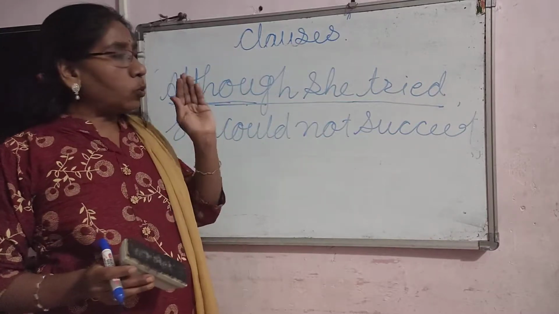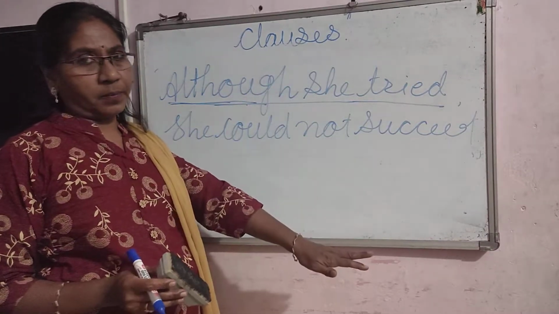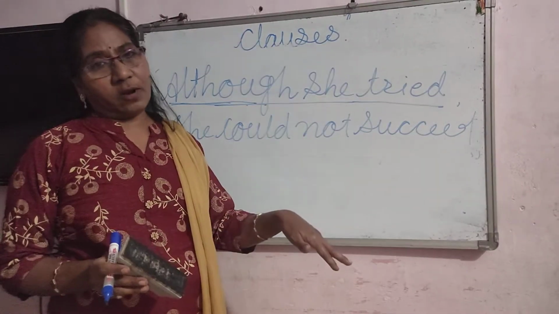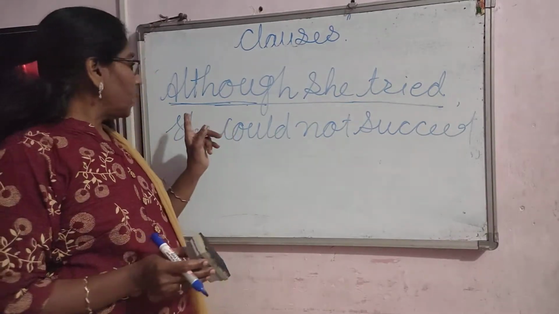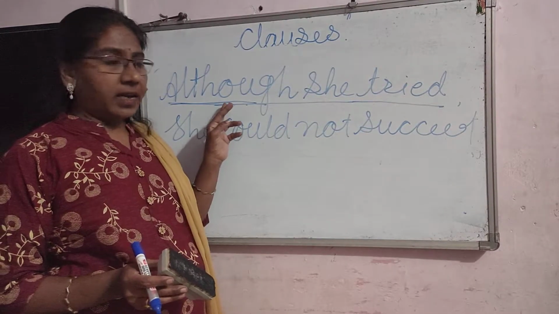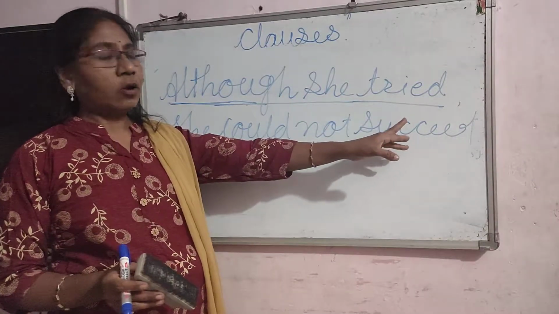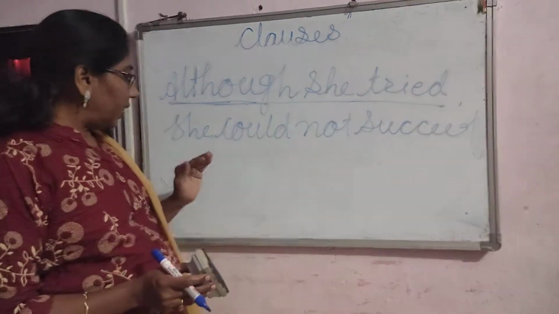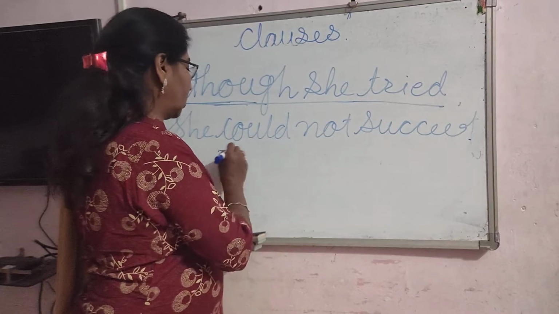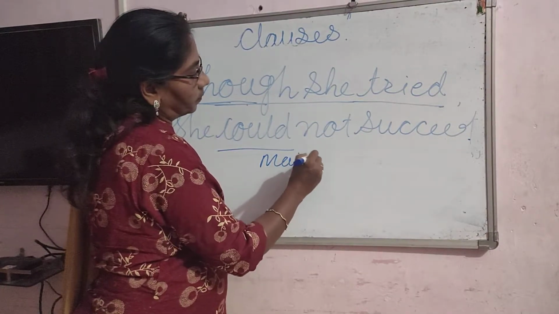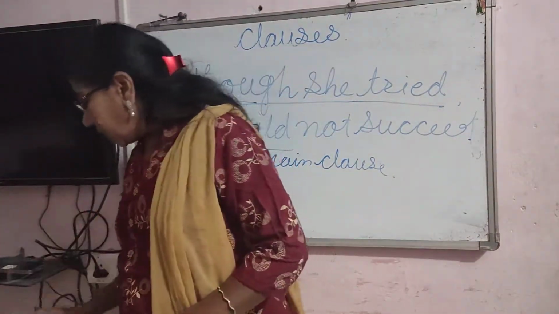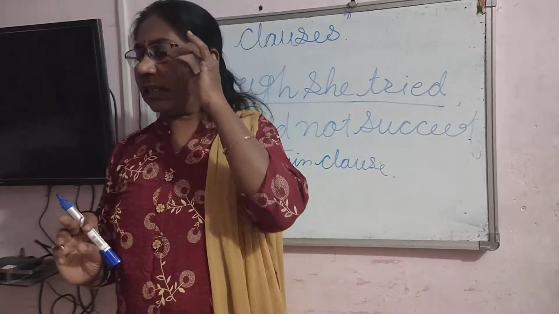What happens? Most of the students make a mistake here. From the start, they think that the starting part of the sentence is the main clause. It is totally wrong. Not at all. Although she tried, it starts with a subordinator. That's why this is the subordinate clause. She could not succeed, this is the main clause. Is it clear? We will discuss more about noun clauses.